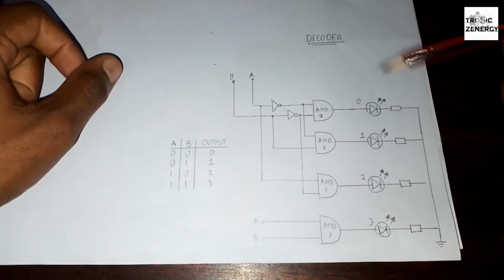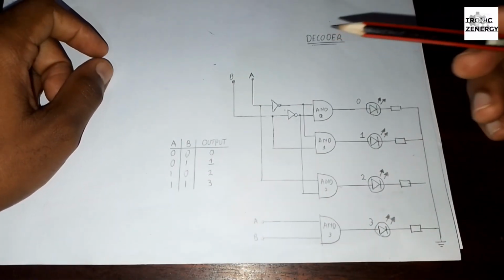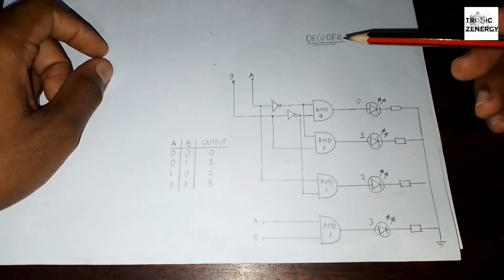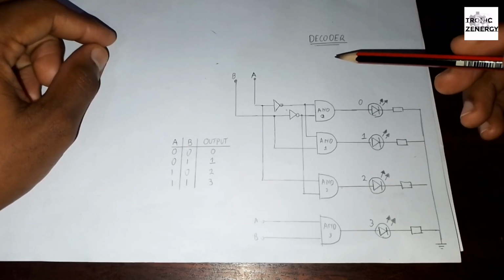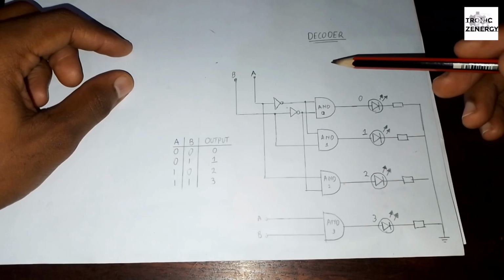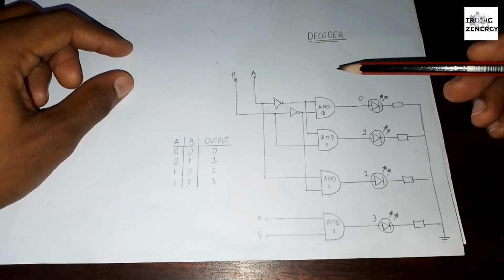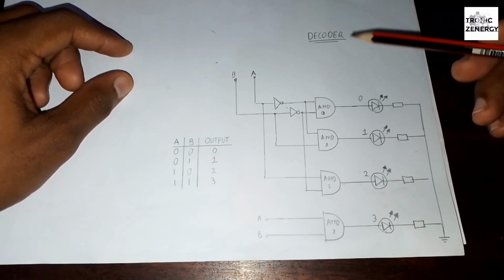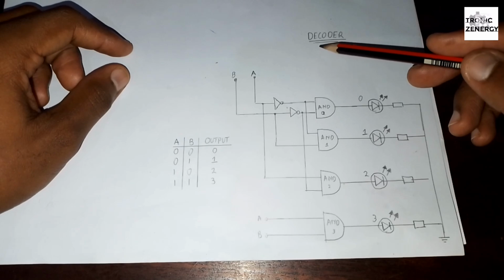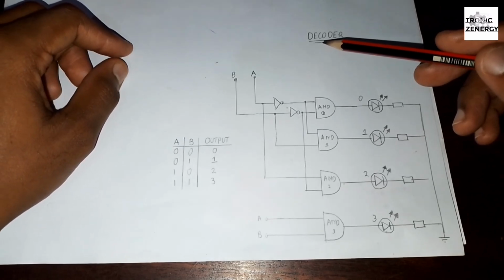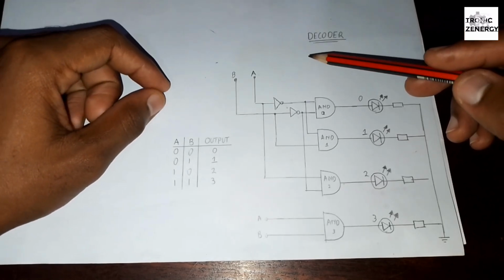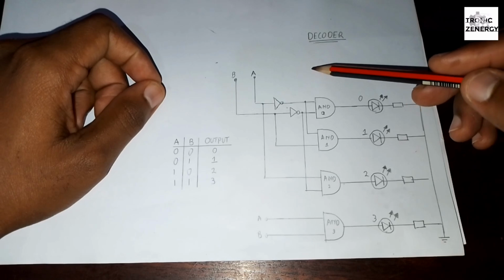Today guys, we are going to do a decoder circuit. What a decoder does is simply change information from one form to another. Specifically, a decoder is used in computer circuits to change one form of information into another.